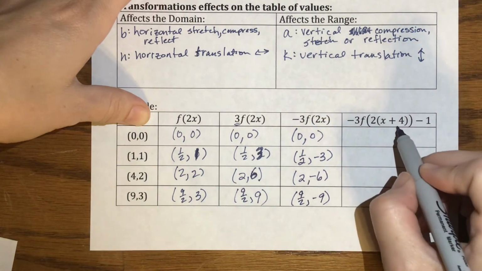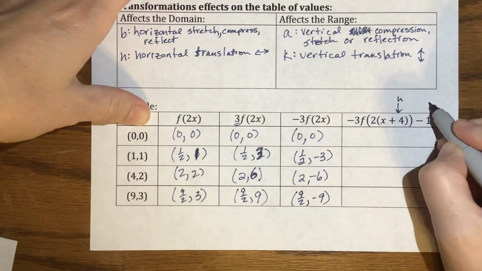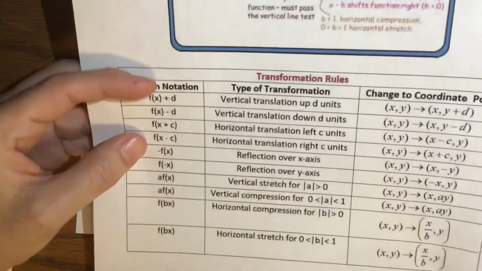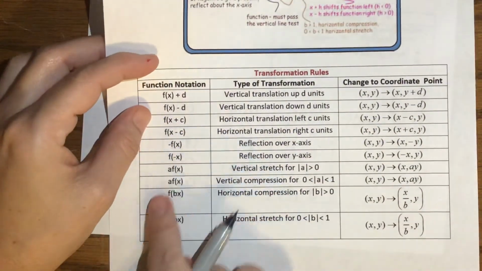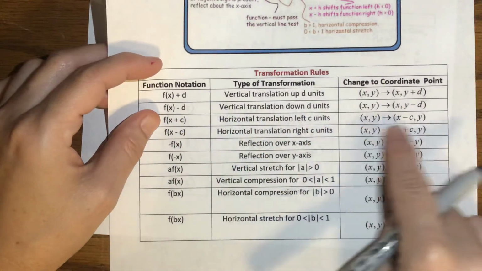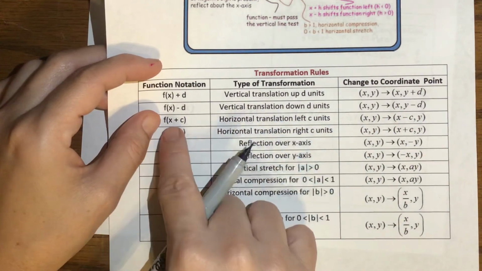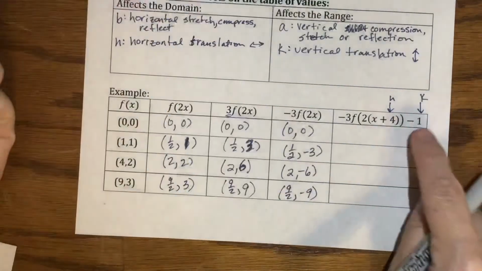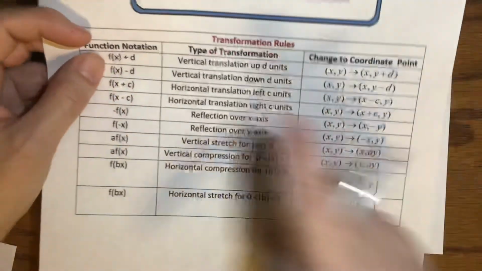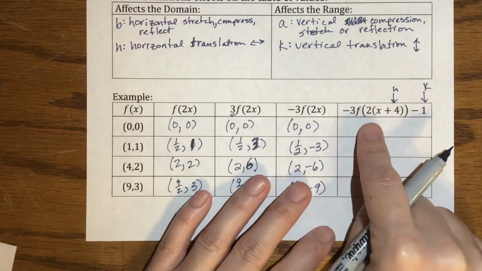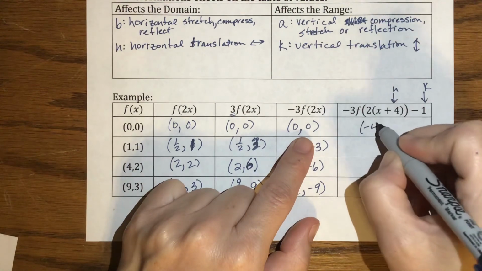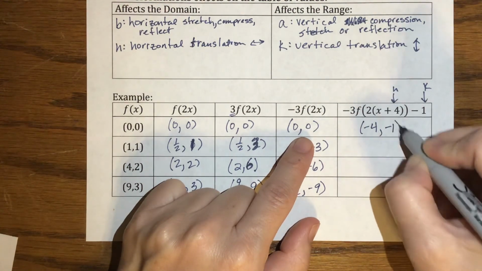Now notice this has two things happening. That's an h and that's a k. Don't forget with your h that you do the opposite. So for x plus 4, I'm going to subtract 4 from my x. And then that -1 off to the side, that's the k, I'm going to subtract 1 from my y. So the -3 and the 2 are the same, so I'm just coming straight from here. For h, I'm going to subtract 4. For k, I'm going to subtract 1.